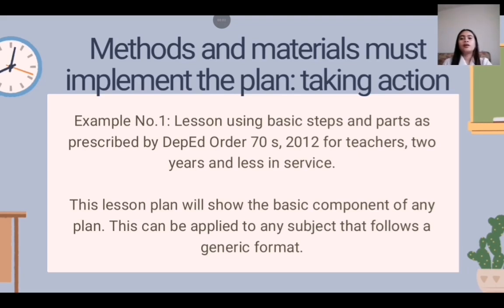Example number 1. A lesson using basic steps and parts as prescribed by DepEd Order 70, series of 2012, for teachers with 2 years and less in service. This lesson plan will show the basic components of any plan. This can be applied to any subject that follows a generic format. This means that teachers should use both methods and materials to carry out their lesson plan. For example, a lesson plan for new teachers needs to follow the rules set by the Department of Education. A lesson plan is also a guide that shows what to teach and how to teach it.